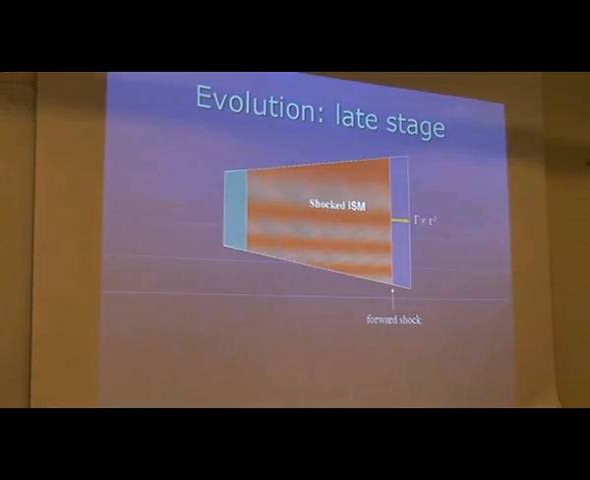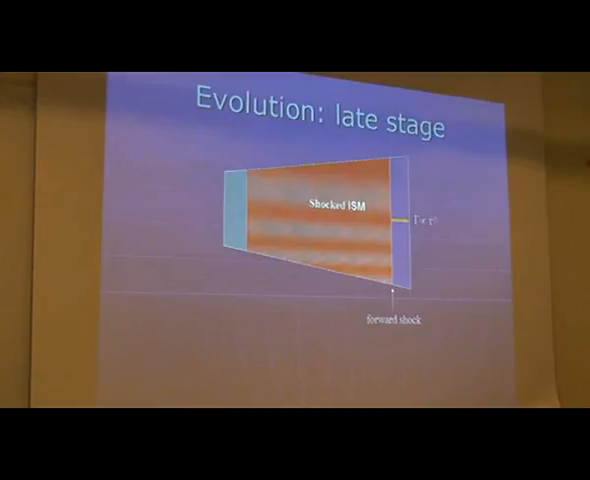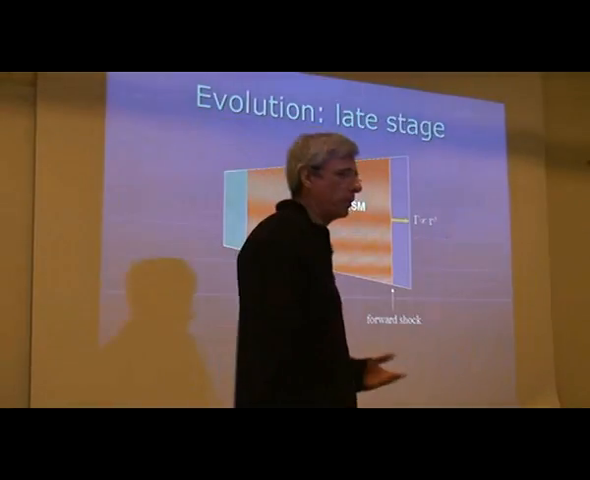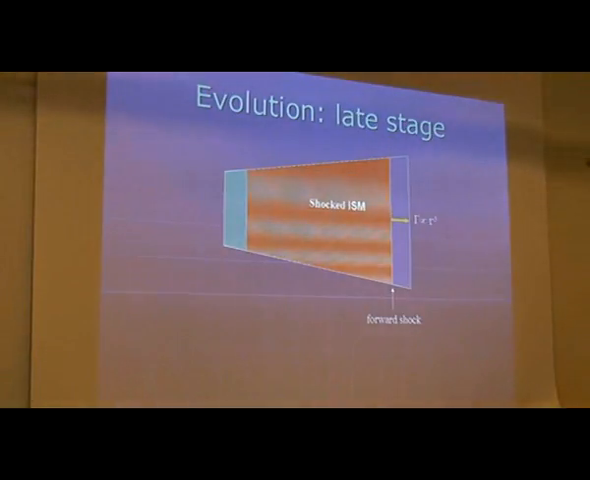Now, there are some open questions. Of course, with this simple model, people try to explain everything: flashes, afterglow emission, etc. And it actually seems to provide quite a good model for what you observe, at least at the late stage. We don't quite know what's happening in the early stage.